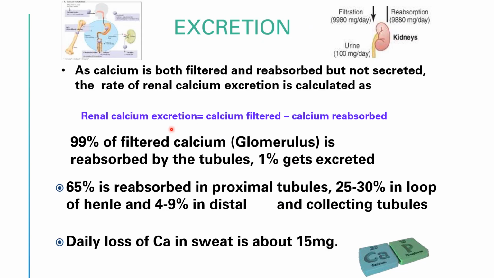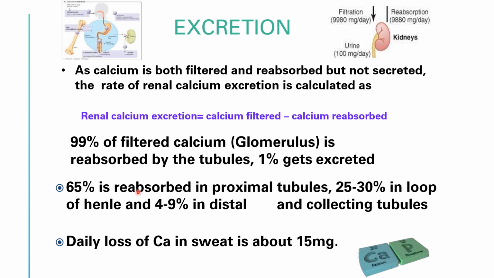Coming to the excretion of calcium. So calcium is both filtered and reabsorbed but not secreted. The rate of renal calcium excretion is calculated as calcium filtered minus calcium reabsorbed. So that will be the calcium excretion. 99% of filtered calcium from the glomerulus is reabsorbed by the tubules, and only 1% gets excreted.